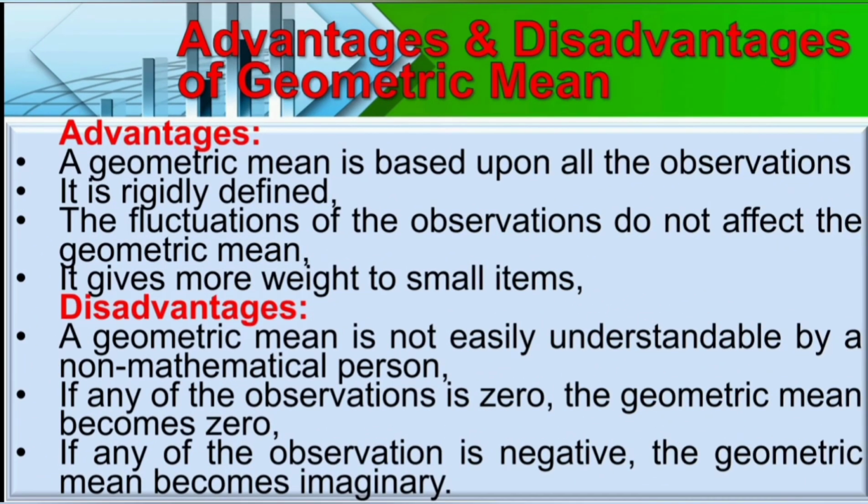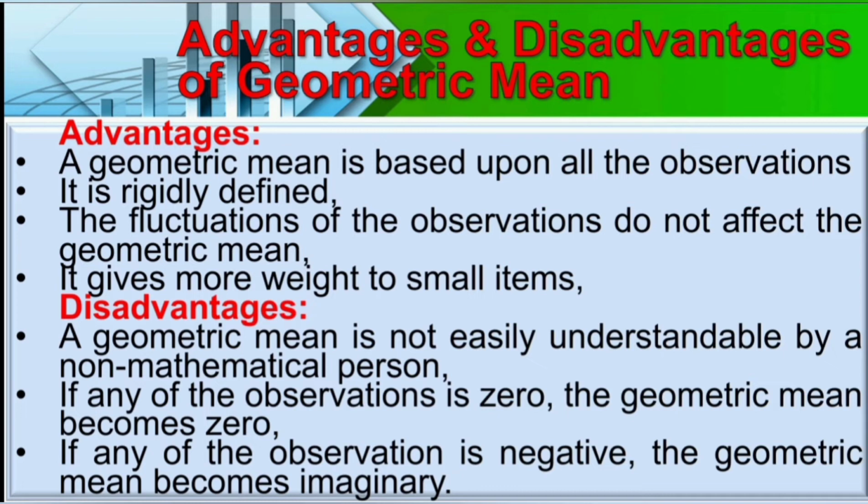Advantages and disadvantages of geometric means. Number 1. A geometric mean is based upon all the observations. Number 2. It is rigidly defined. Number 3. The fluctuations of the observations do not affect the geometric mean. And number 4. It gives more weight to small items.